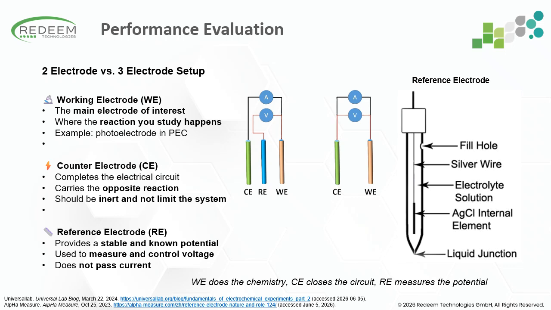The equilibrium between silver and silver chloride provides a stable and reproducible reference potential, making it one of the most widely used reference electrodes in electrochemistry. Important here is that you have to choose your reference electrode depending on your solvent, because not every system works for every solvent. And a silver chloride reference electrode is usually for aqueous solutions.